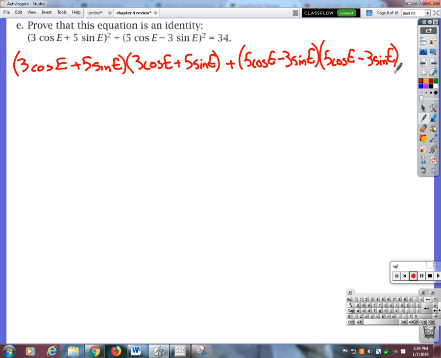These are squared, right? So squared means times itself. So 3 cosine E plus 5 sine E squared means, like Sky said, make it double. 3 cosine E plus 5 sine E times 3 cosine E plus 5 sine E. And then the other one is the same thing, but negative.